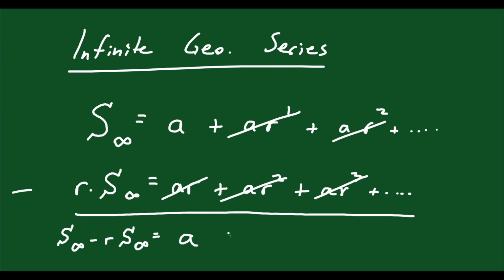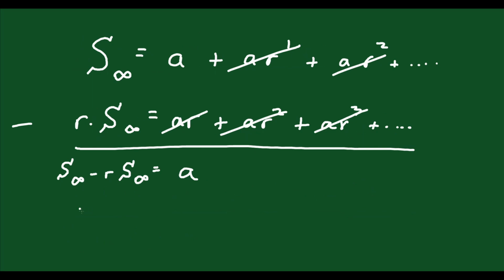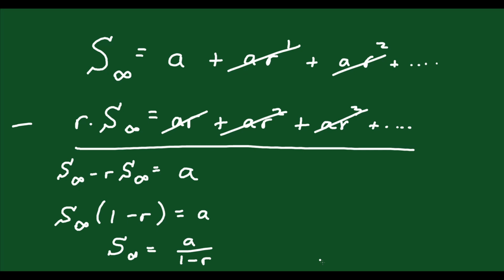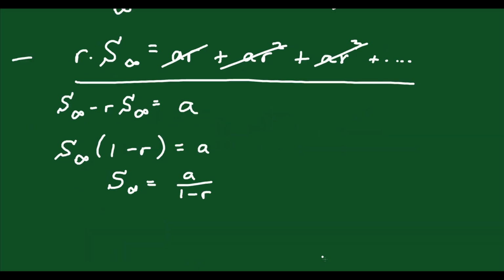Your very first term. If you want to solve for the infinite sum here, you just say you have the sum times 1 minus r, right? You factor out that S, that's equal to a, divide both sides by 1 minus r, and you get the sum is equal to a over 1 minus r. That's the equation, or the formula for the infinite series, or the sum of the infinite series.